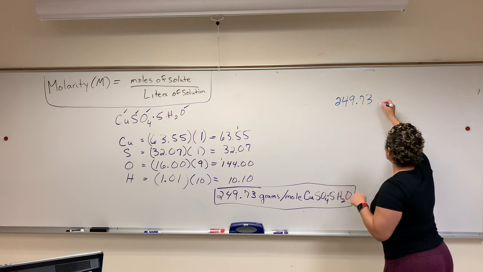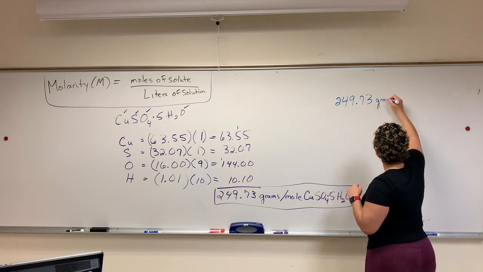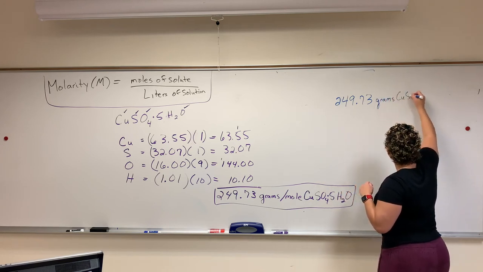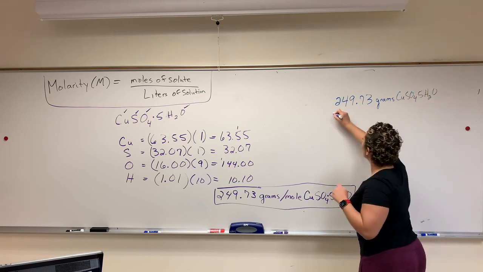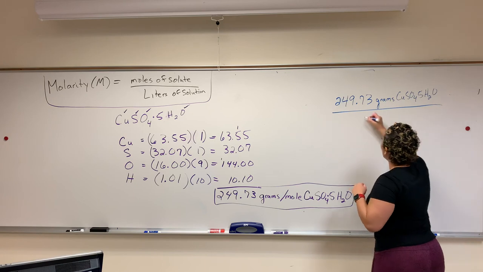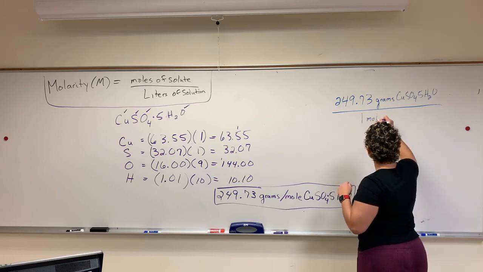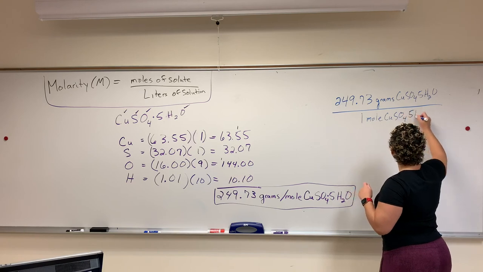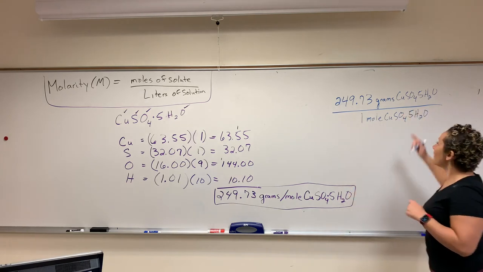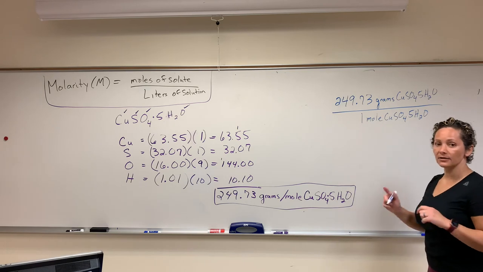249.73 grams of CuSO4·5H2O per 1 mole of CuSO4·5H2O. That's a conversion factor. That is what that equates to.